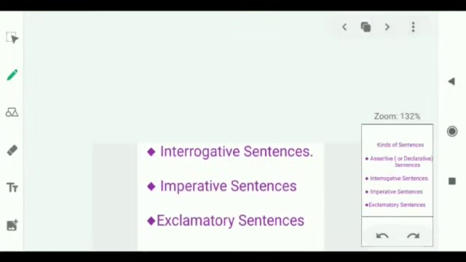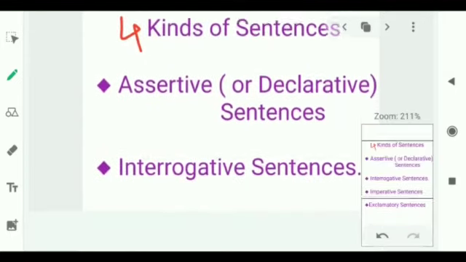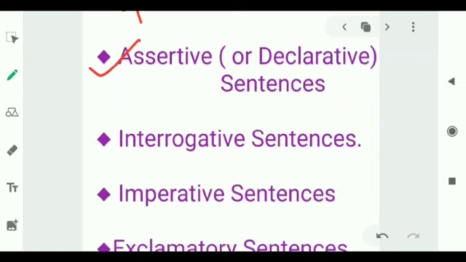Students, in our last class, we learned about kinds of sentences. We learned that there are in all 4 kinds of sentences. The first kind of sentence was assertive sentence, also known as declarative sentence. Assertive sentences are the sentences which state or declare something. To end an assertive or declarative sentence, we have to put which punctuation mark? We have to put a full stop, right?